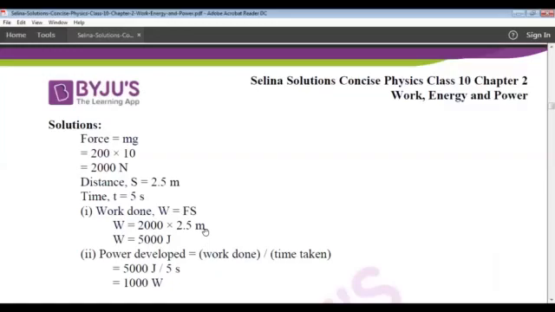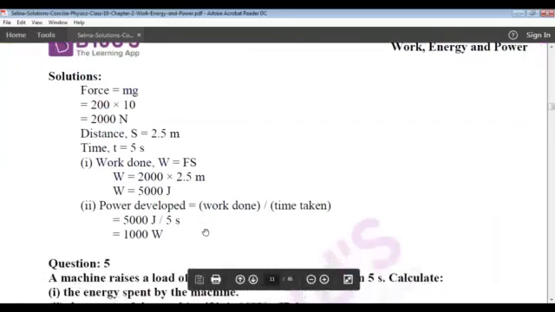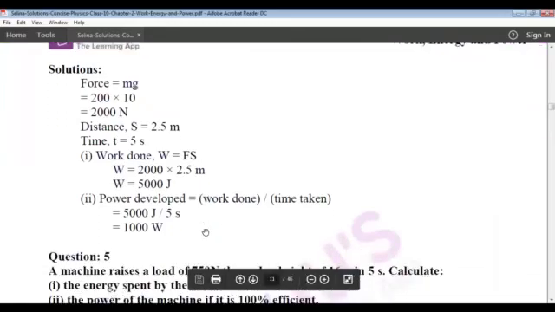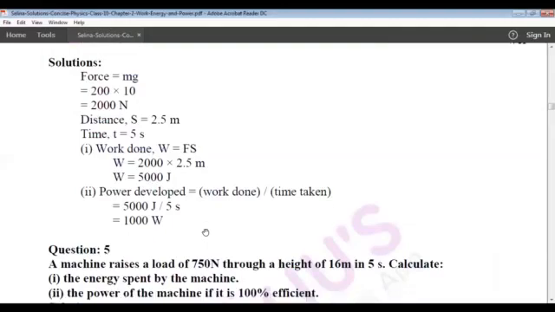And in the second part we need to find the power developed. Power developed is equal to work done divided by time taken. So work done is how much? It is 5000 joules divided by 5 seconds. So the power developed is 1000 watts.